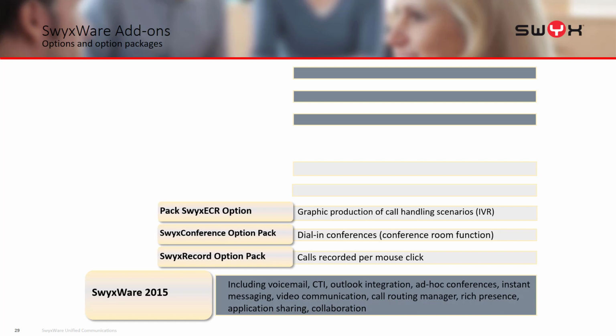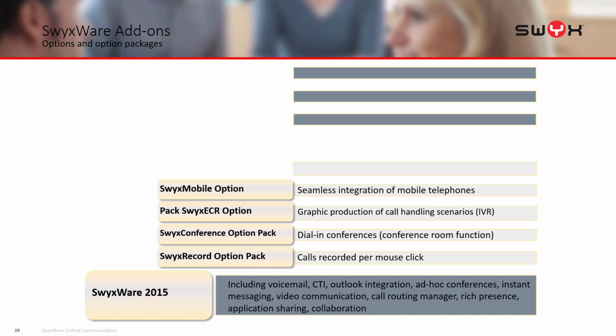But it's not a telephone system. If you want a telephone system, then it's Swyx Ware. So the Swyx Ware core license gives you telephony. The Swyx Ware ECR pack, option pack, gives you something that's a solution. And as an option pack, it must match the number of users.